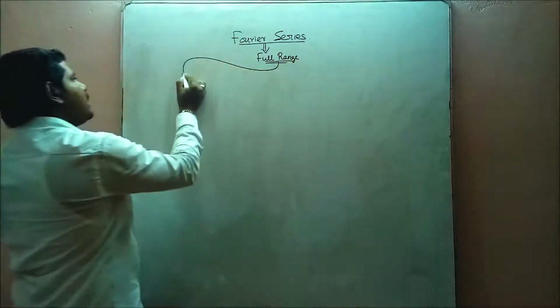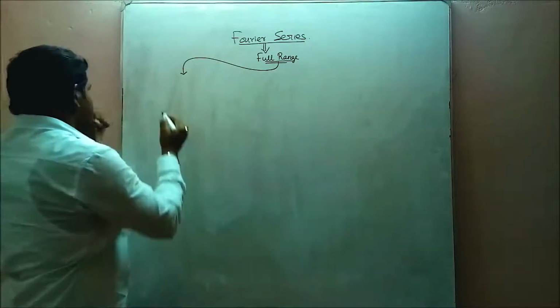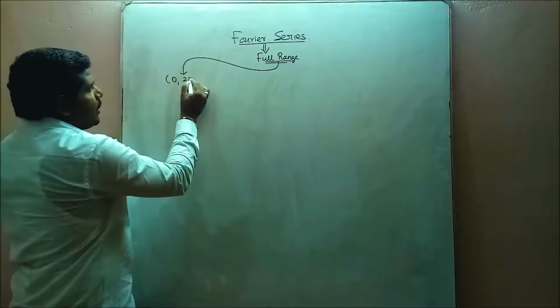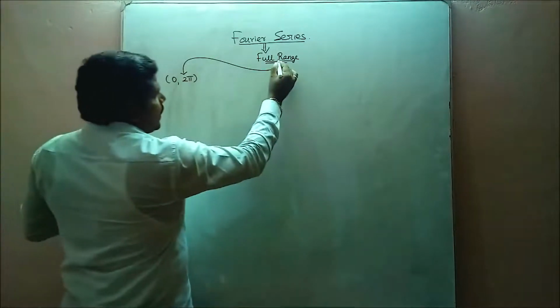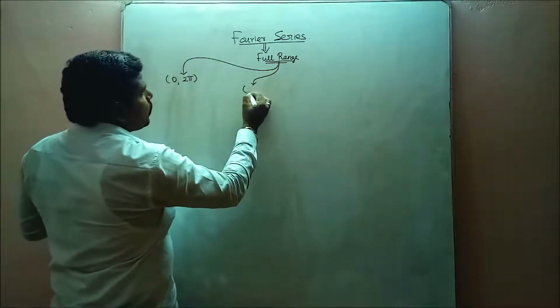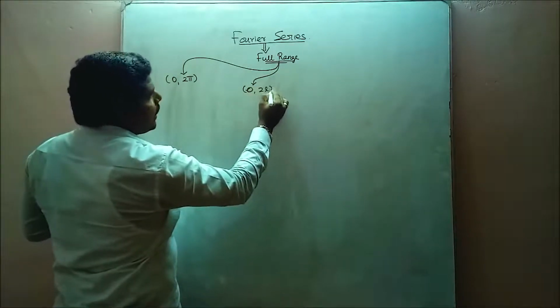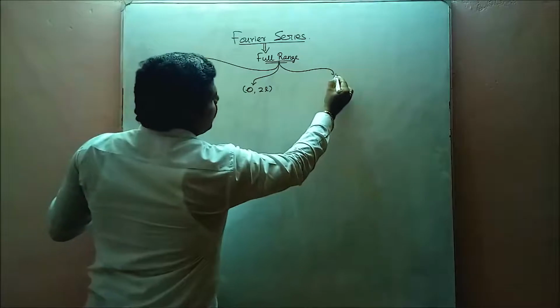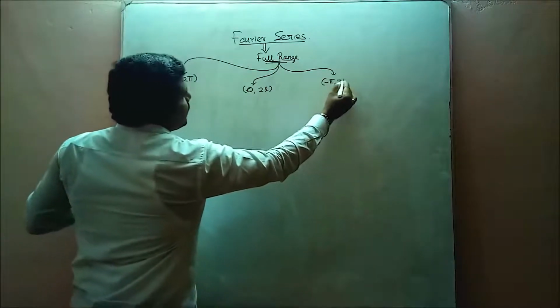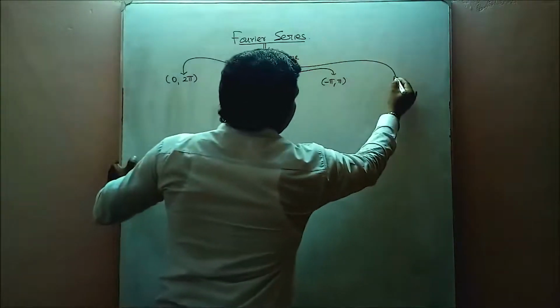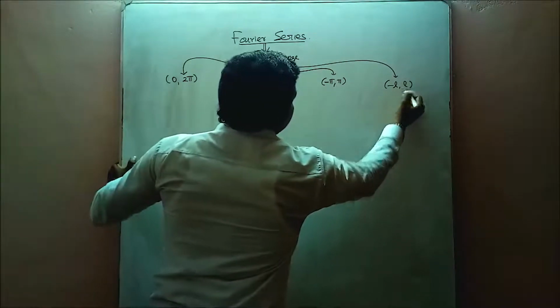So Fourier series full range, Fourier series அப்படிங்கிற போது, so for the full range we have 4 types. So ஒன்று வந்து, the range is 0 to 2 pi. Another one is 0 to 2l range. Third one minus pi comma plus pi. Fourth one minus l comma plus l.